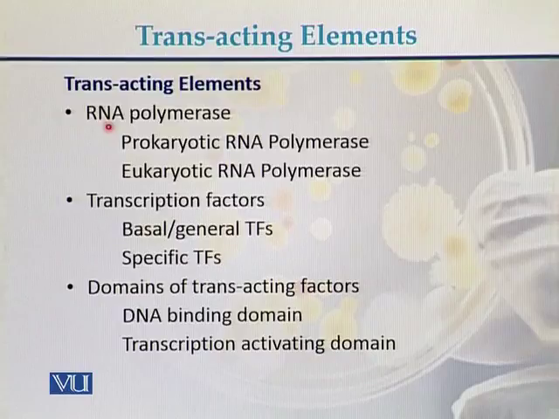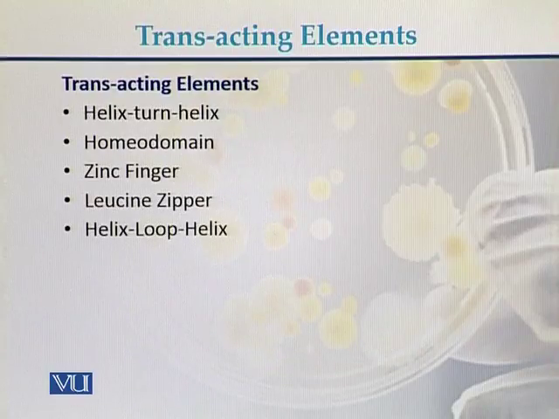Trans-acting elements can be in the form of RNA polymerase, transcription factors, and domains of trans-acting factors. RNA polymerase can be prokaryotic or eukaryotic. Transcription factors can be basal or general transcription factors and specific transcription factors. Domains of trans-acting factors are DNA binding domains and transcription activating domains. So these are all trans-acting elements. Trans-acting elements include helix turn helix, homeodomain, zinc finger, leucine zipper, and helix loop helix. These are some of the most common trans-acting elements.